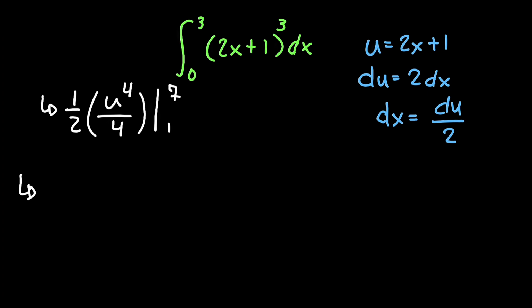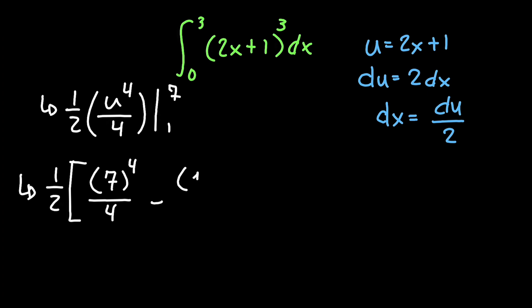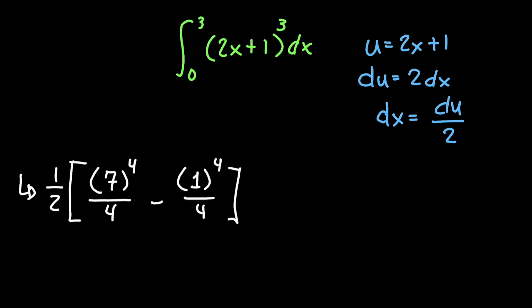And so, put 7 on the u variable first. So this should be 7 to the power of 4 over 4. And subtract this by putting 1 on the u. So this should be 1 to the power of 4 over 4. Seven to the power of 4 would be equal to 2,401 over 4, minus 1 to the power of 4, which is 1.